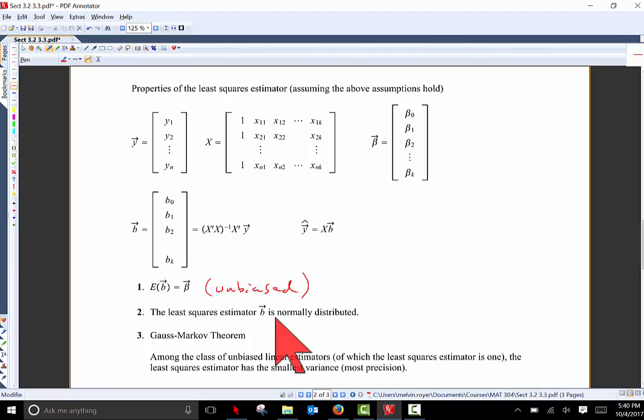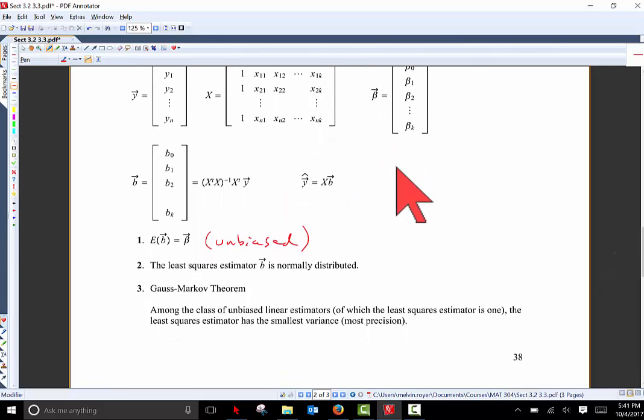Now remember, before you take the sample, B, which is dependent on the sample, can be thought of as a random variable. That's why we can talk about its expected value and why we can talk about its distribution. And it turns out that its distribution is normal, which is good because then we use t-tests and so on to decide how good of an estimator the B's are for the betas.